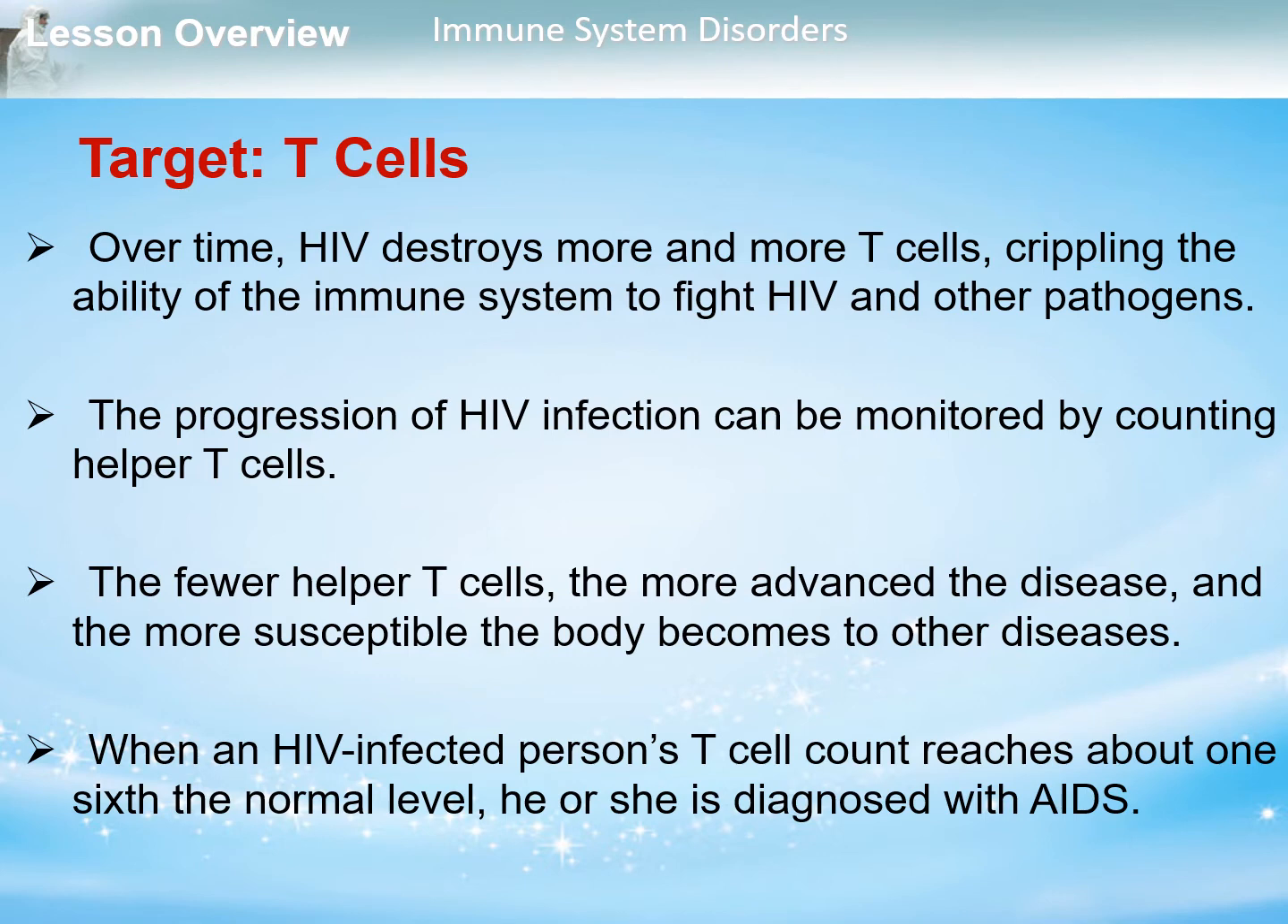The progression of HIV infection can be monitored by counting the helper T cells. The fewer helper T cells, the more advanced the disease is, and the more susceptible the body becomes to other diseases. When an HIV-infected person's T cell count reaches about one-sixth the normal level, he or she is diagnosed with AIDS.